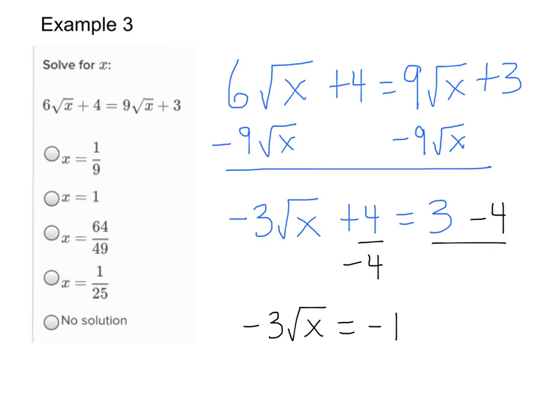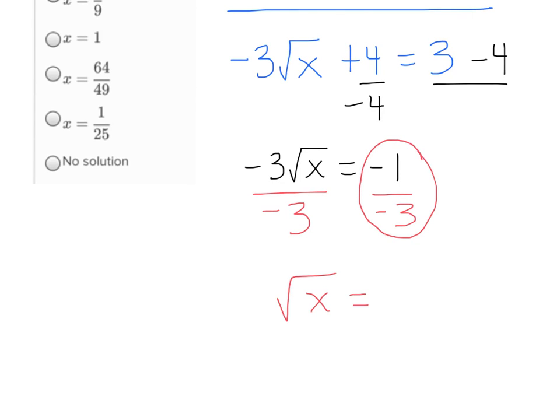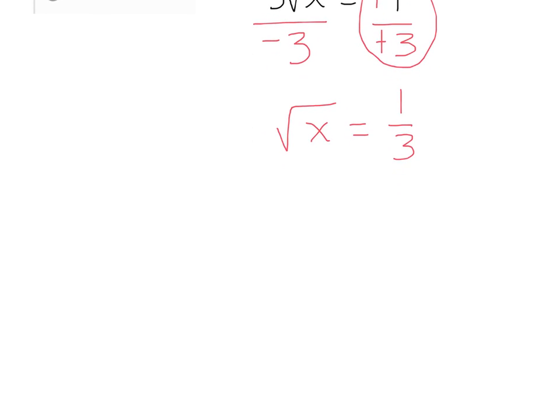Okay? And now I have this negative 3 being multiplied by the square root of x, and the opposite of multiplication is division. So I'm going to divide negative 3 on both sides. And so I have square root of x equals, and a negative over a negative makes a positive, so it's going to equal 1/3.